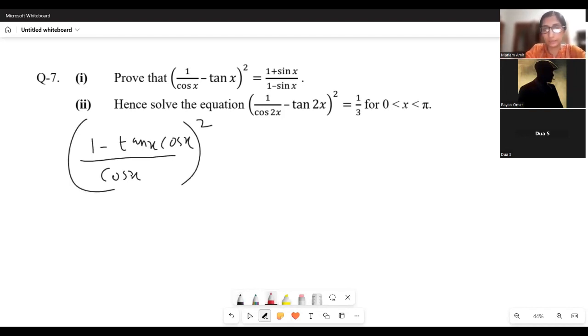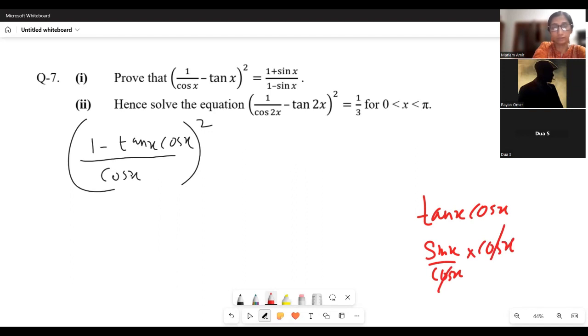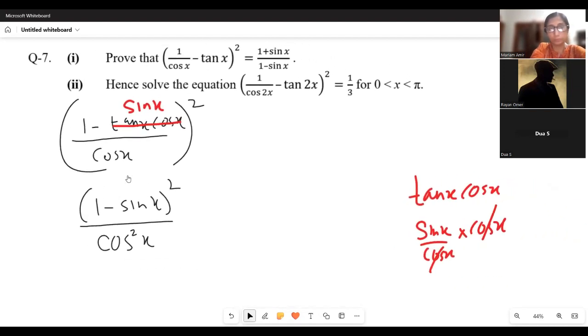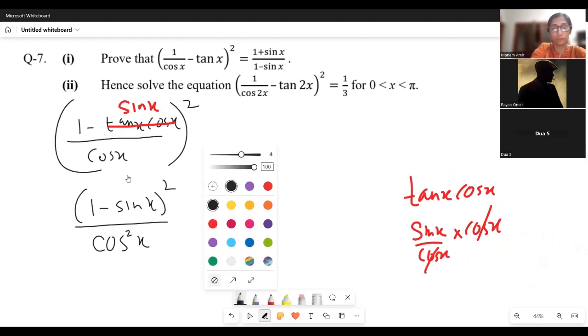Now, at the side, I know what tan x cos x is. This can be further simplified. Tan x is actually sin x by cos x. And then there's cos x with it. So this and this cancel. So tan x cos x is actually just sin x, right? So the numerator is 1 minus sin x whole square, and the denominator is cos square x. Now I know how to use an identity on the denominator.